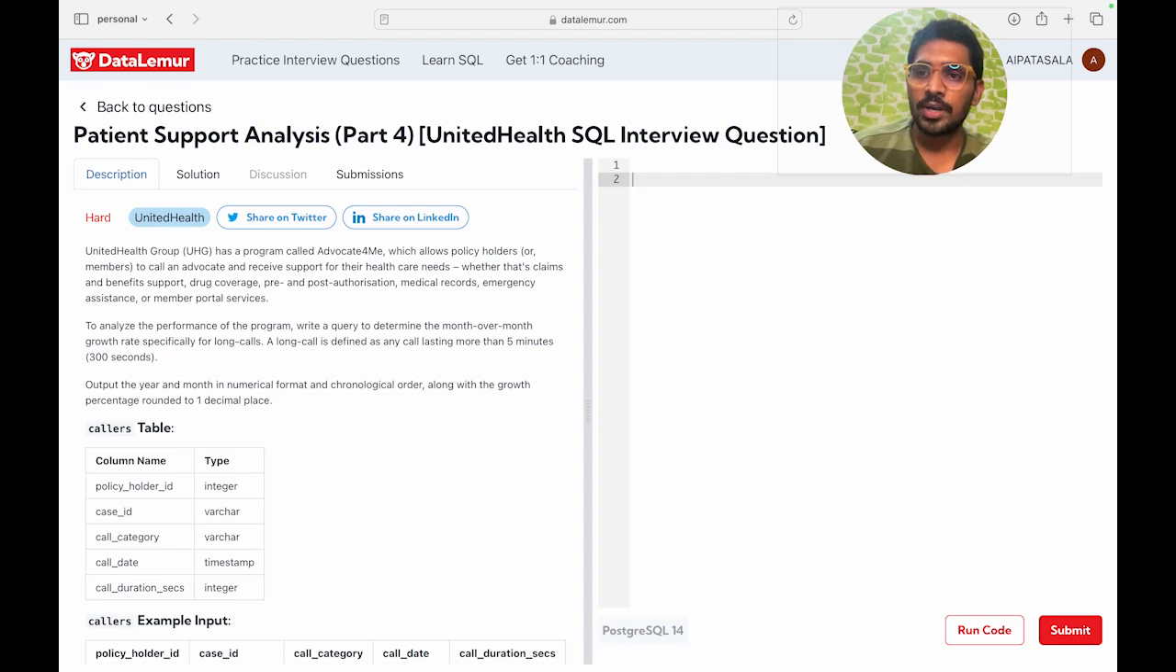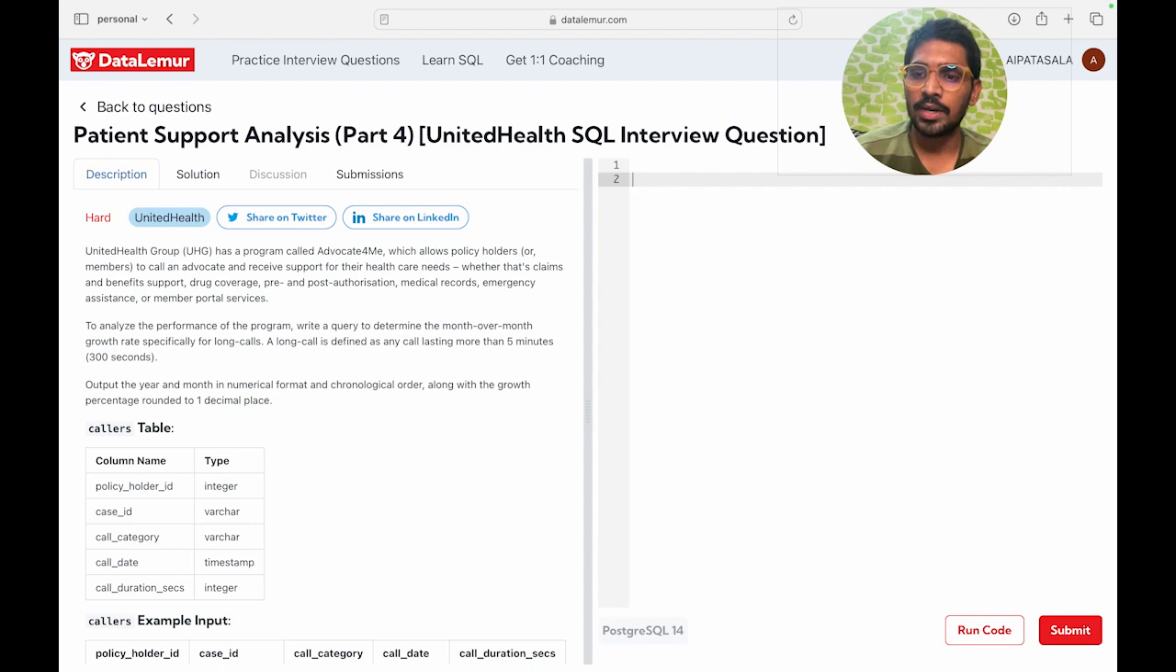So today we'll look into a patient support analysis part 4, a United Health SQL interview question. United Health Group has a program called Advocate for Me, which allows policyholders or members to call an advocate and receive support for their health care needs, whether that's claim and benefit support, drug coverage, pre and post. So if you have any query with a policy, they can reach out to an advocate for me.